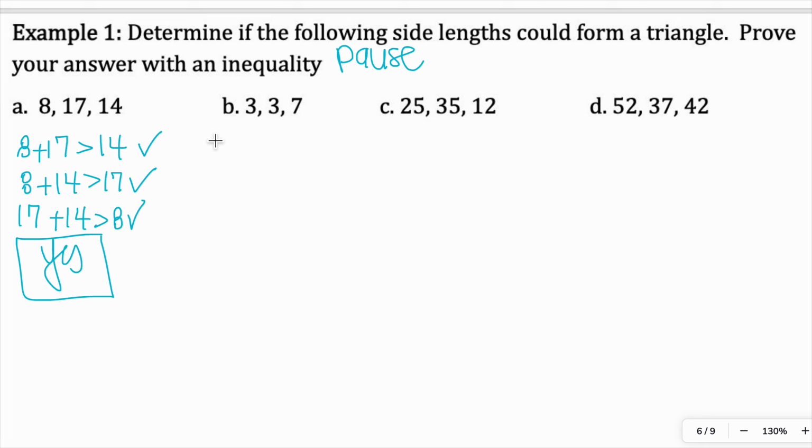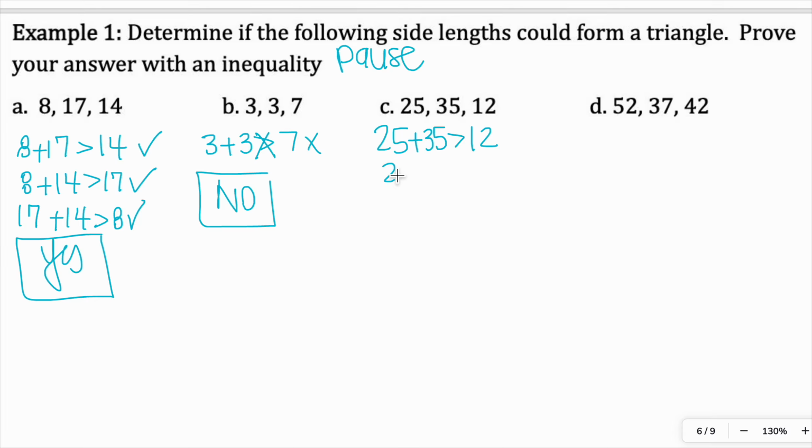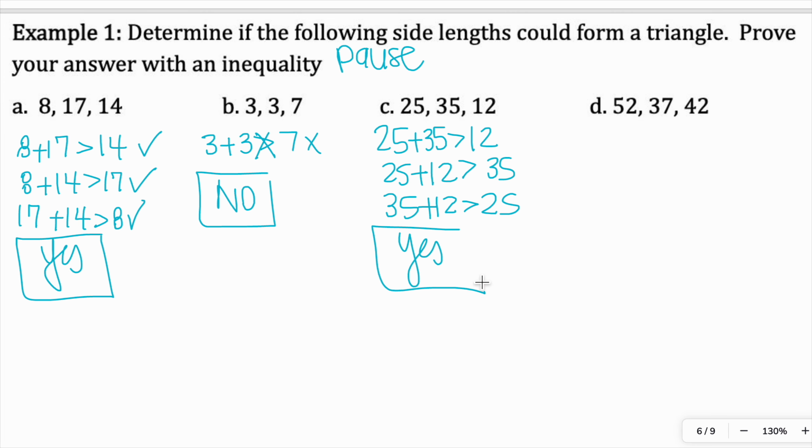So letter B was interesting because right away, when you tried to add 3 plus 3 to get it greater than 7, it is not greater than 7. So you would automatically say no. Even though 7 plus 3 can be greater than 3, it has to work for all three situations. The next one you tried, 25 plus 35 is greater than 12. 25 plus 12 is greater than 35. And 35 plus 12 is greater than 25. So we would say yes for this letter C.